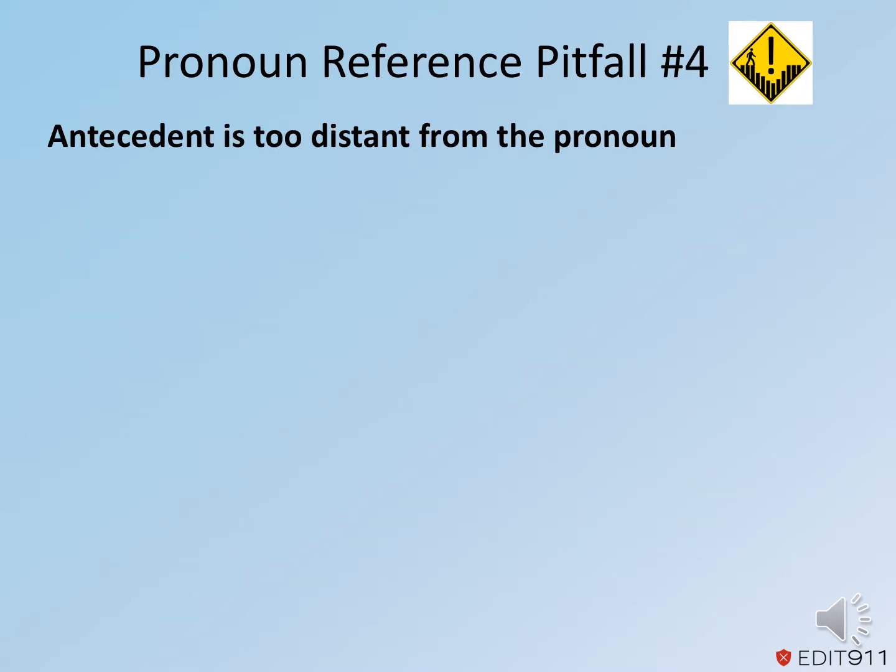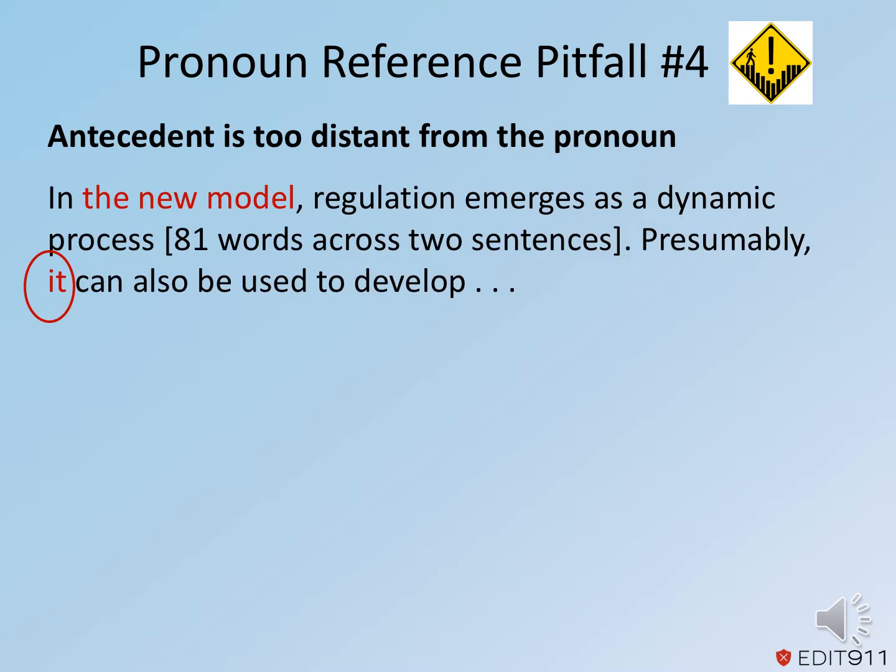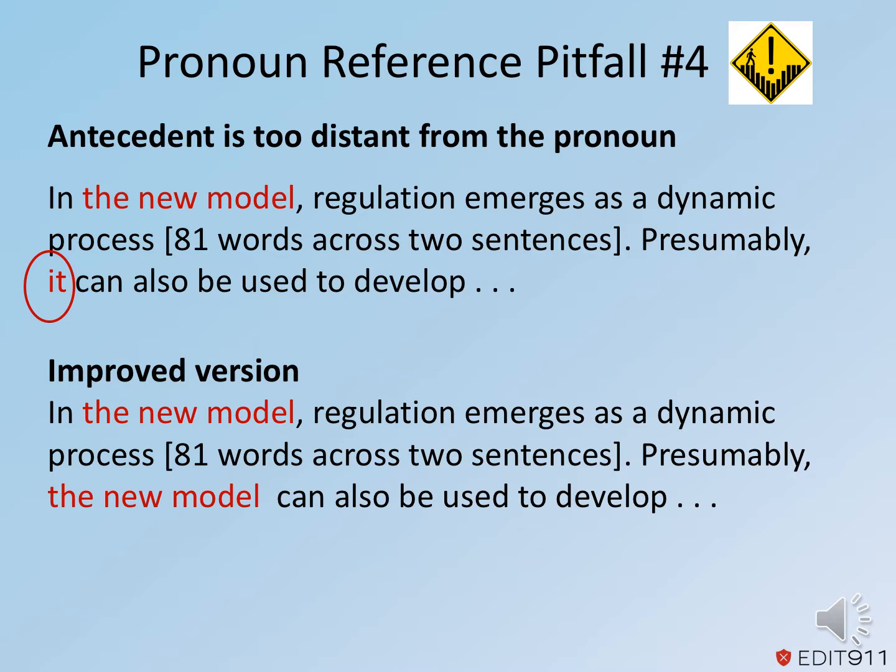In the fourth pitfall, the antecedent is too distant from the pronoun. This can easily cause the reader to miss the connection between the two and compromise understanding. In this example, the pronoun "it," referring to the antecedent "the new model," appears after 81 words across two intervening sentences that elaborate on a particular aspect. In the improved version, the antecedent, "the new model," has simply been repeated.